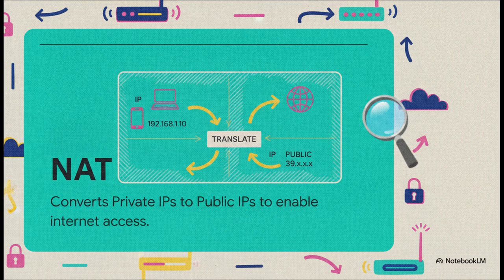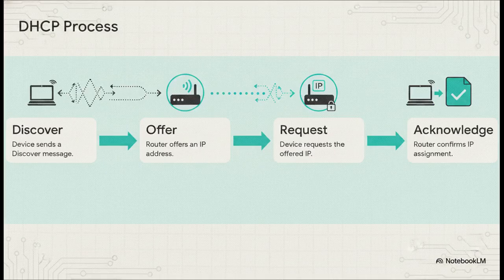No way. So when your laptop wants to surf the web, NAT jumps in and translates that private IP into a public IP, like 39.x.x.x. It completely masks your internal network from the outside world while letting you browse the internet seamlessly. Pretty clever, right? But wait, how did your laptop even get that private IP in the first place?